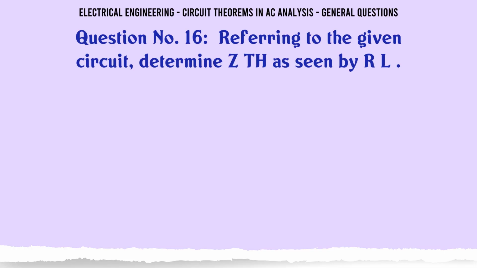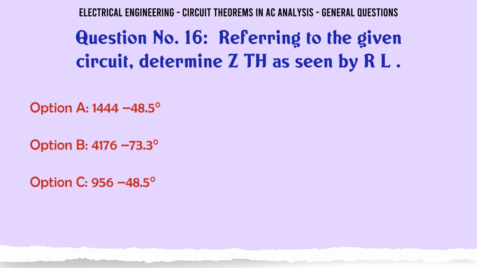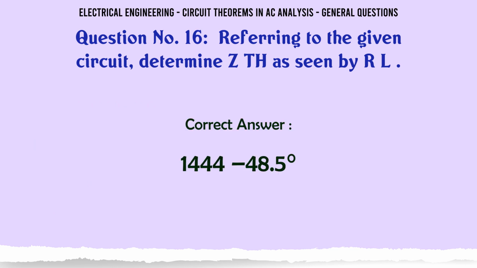Referring to the given circuit, determine Zth as seen by RL. A: 1444.4∠8.5°. B: 4176.7∠3.3°. C: 956.4∠8.5°. D: 1444.7∠3.3°. The correct answer is 1444.4∠8.5°.